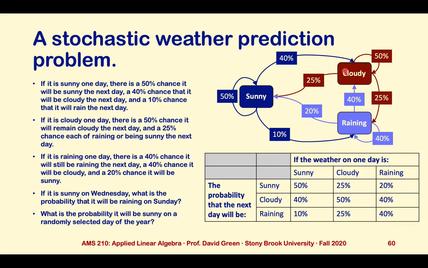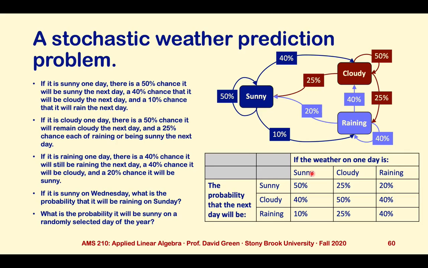Another way of summarizing this information is in a transition table, where we write out a table where the columns and the rows are both the set of possible states: sunny, cloudy, rainy, sunny, cloudy, rainy. The columns correspond to the weather on the current day, or the day in question, and the rows correspond to the probability on the next day. And then we really just fill in this table based on the information in this.